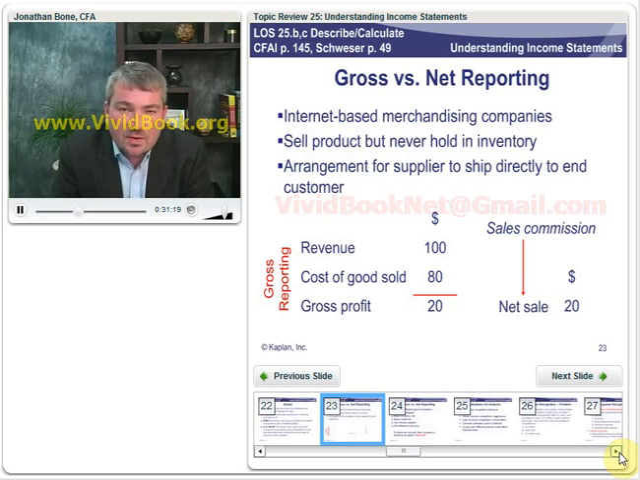Notice the gross reporting, we show the sale separately, the cost of goods sold separately, and as a result, a gross profit. If we're acting as an agent, then we just report the gross profit as a sales figure. We just bring in the 20, as if we were like an agent and this was our commission.